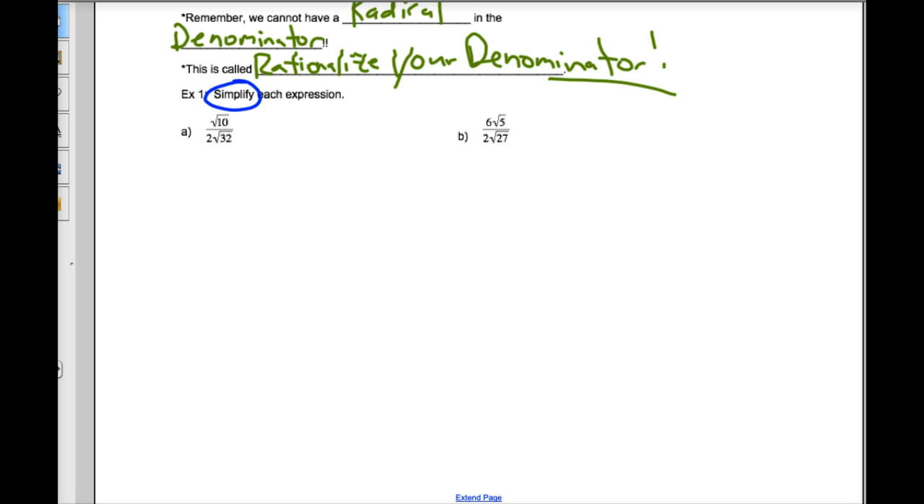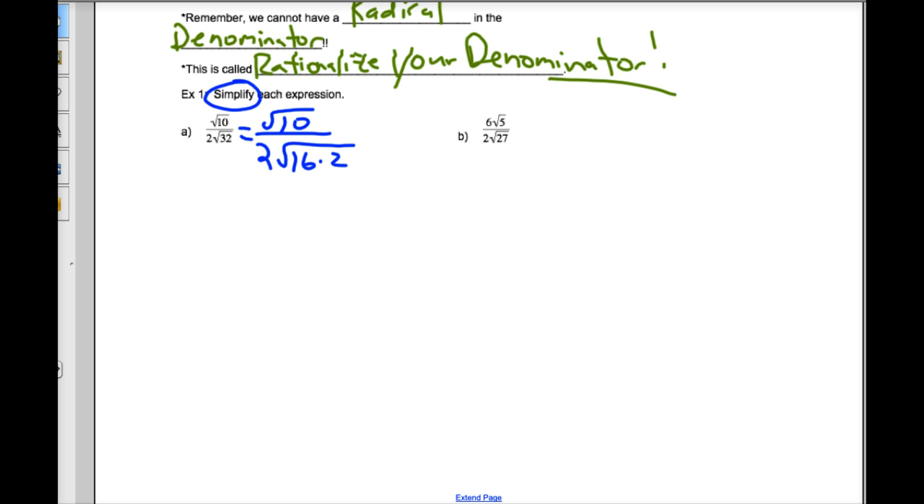Before you start rationalizing your denominator, we found it's a lot easier to simplify your denominator first. Watch this. Radical 10 you can't do anything with. What perfect square is inside radical 32 that you guys are seeing all the time now? 16 times 2. Very good. So take the denominator and make it more rational.